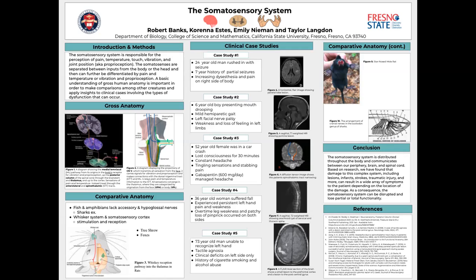For case study number 4, we have a 36-year-old woman who suffered a fall, and she experienced persistent left hand pain and weakness. Over time, she also experienced leg weakness and patchy loss of pinprick on both sides. As far as the symptoms go, we know that there's probably something going on with the somatosensory system because she's having the weakness and pain and the odd pinprick sensation.